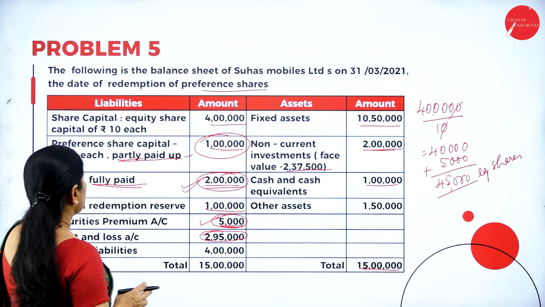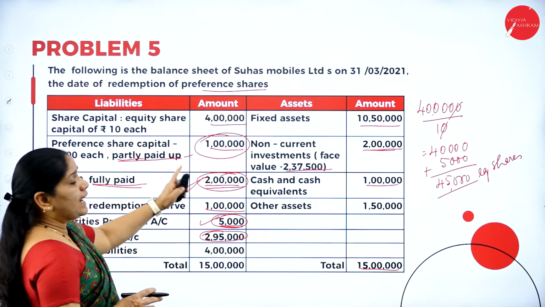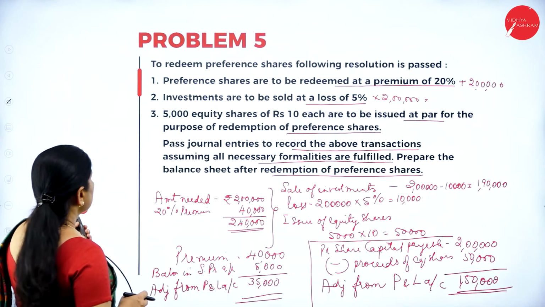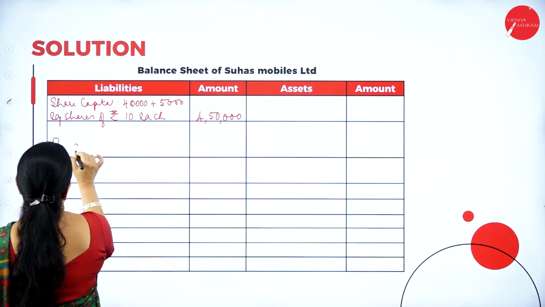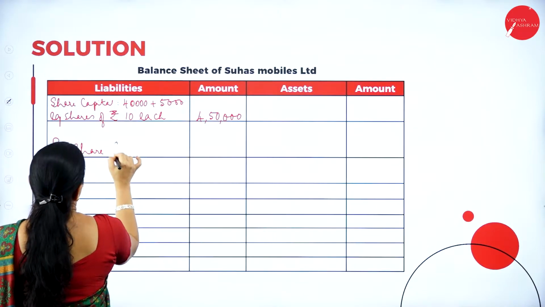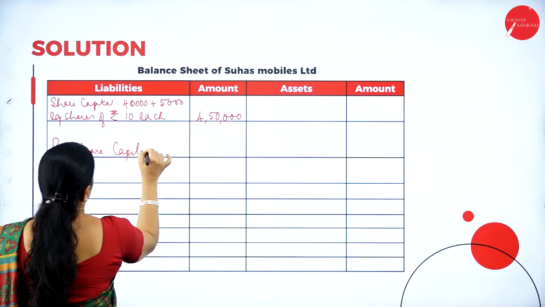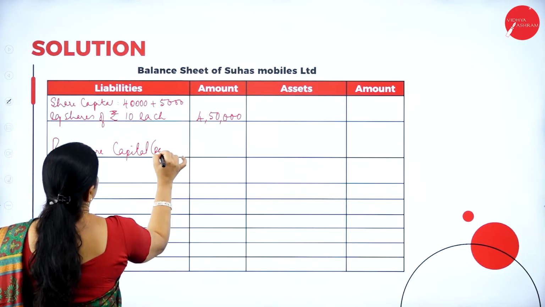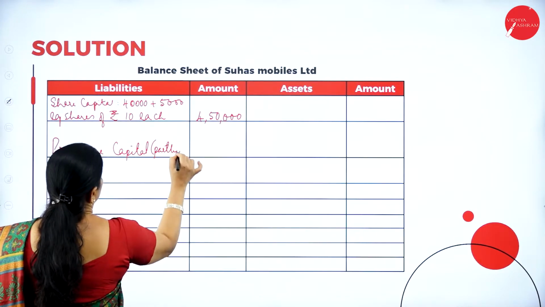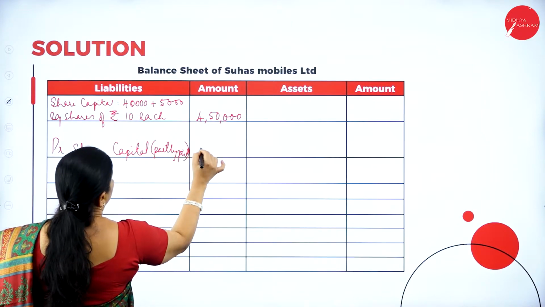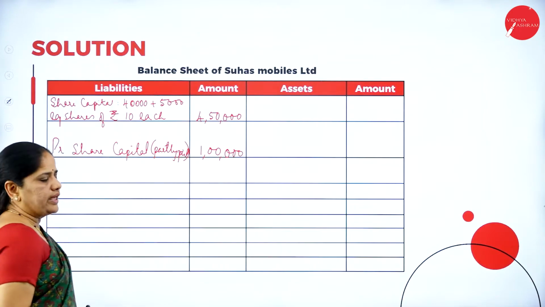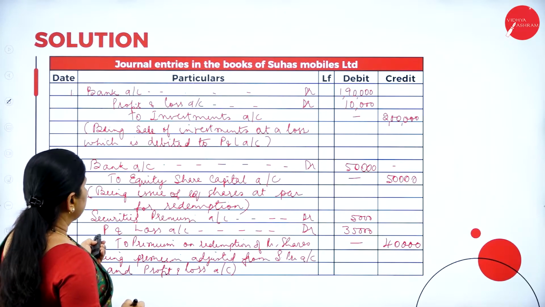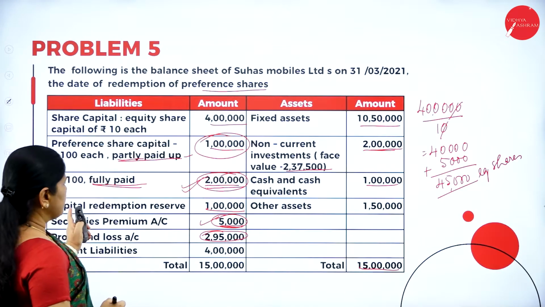Now the next one, if you can see here, we have this fully paid shares we have already redeemed, so we will not write. So preference share capital partly paid we will write. So next will be preference share capital. This is partly paid. This is 1 lakh. I write it as it is. Okay. So the next one will be, what is the next balance here?